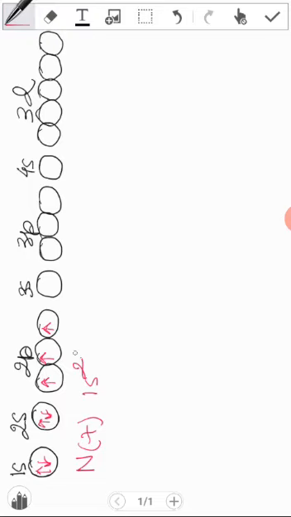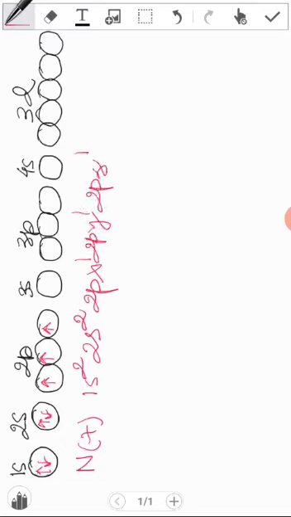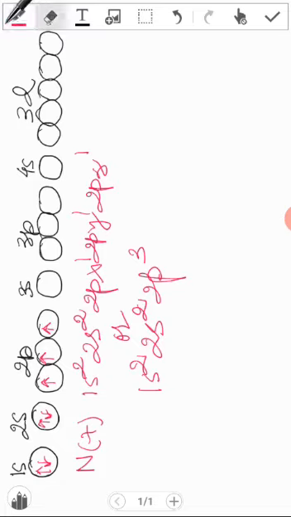Electronic configuration is 1s2, 2s2, 2px1, 2py1, 2pz1, or simply we can write like this: 1s2, 2s2 and 2p3. 2 plus 2 is 4, and 3 is 7. We can write like this.